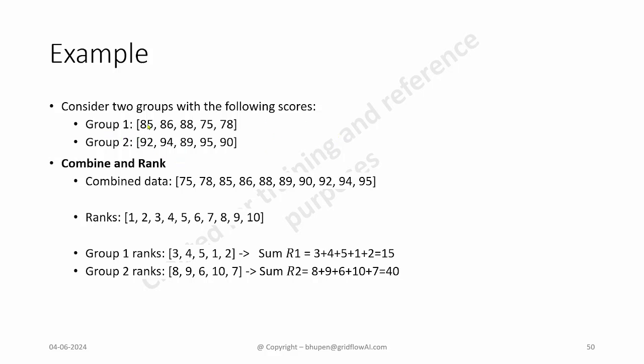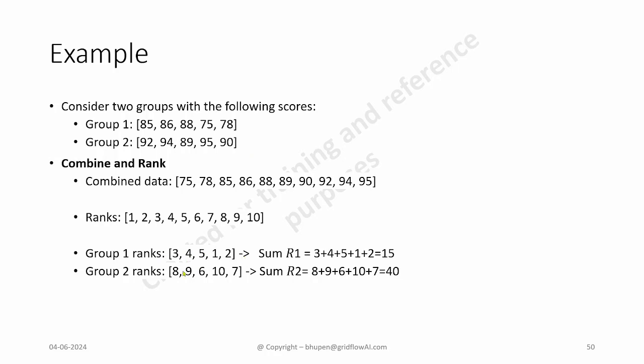So let's see an example here. Let's say the group 1 data consists of these values and group 2 data consists of these values. We combine them, and that's the resultant combined data. Then you assign a rank. This is already sorted, so the rank is going to be 1, 2, 3, 4, like that. Then we use this rank to rank the data in group 1 and group 2 individually. So these are the ranks here: 3, 4, 5, 1, 2.